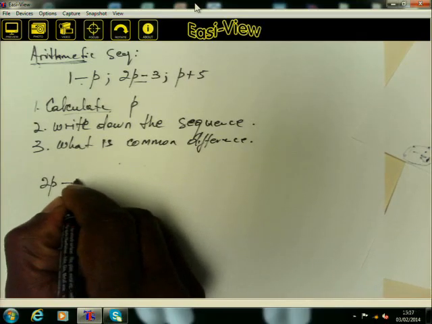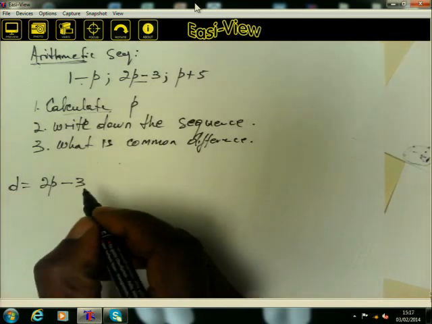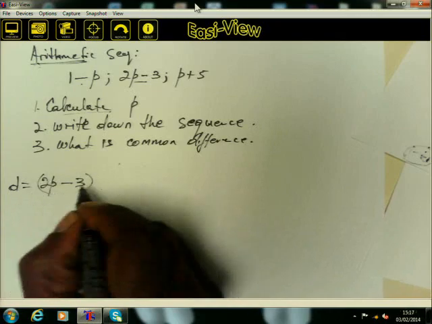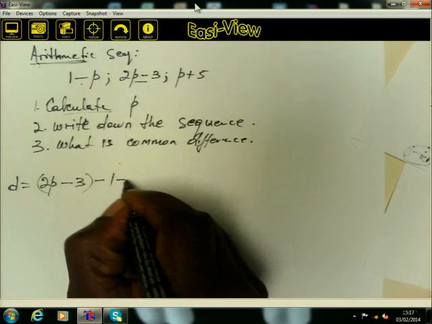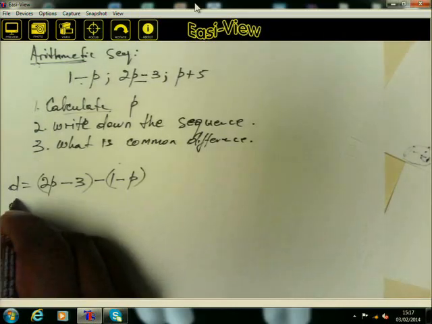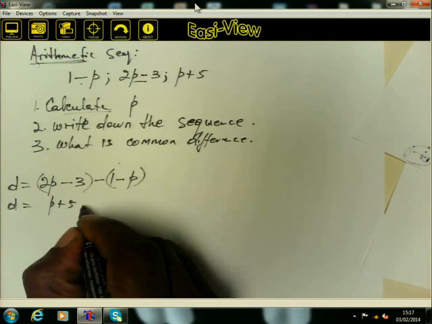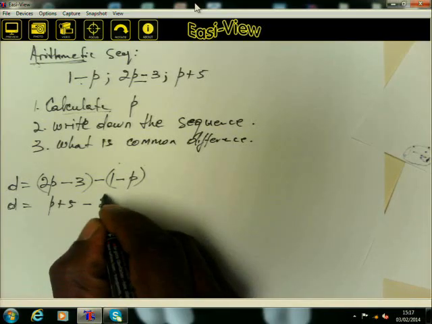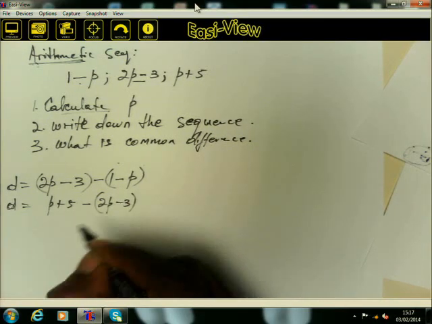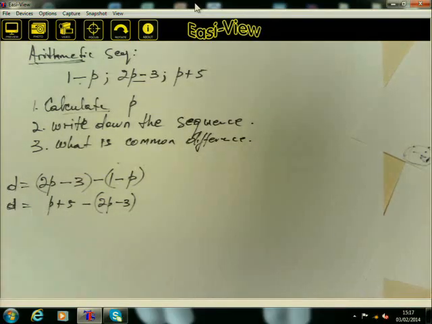2p minus 3. We are looking for d. 2p minus 3 minus 1 minus p. That's how it should be. That should be d. And d can also be p plus 5 minus 2p minus 3. We can have that. But these differences are for the same sequence. So it means they must be the same.